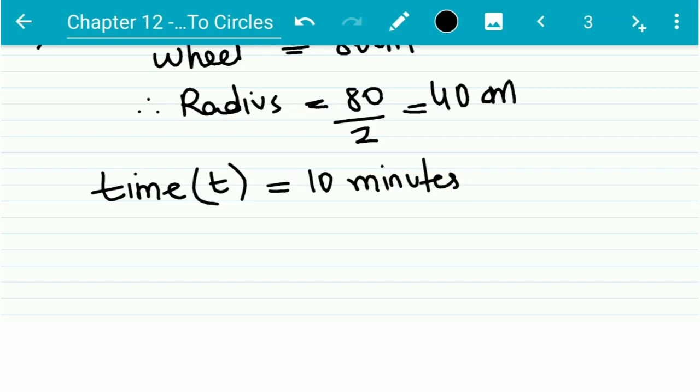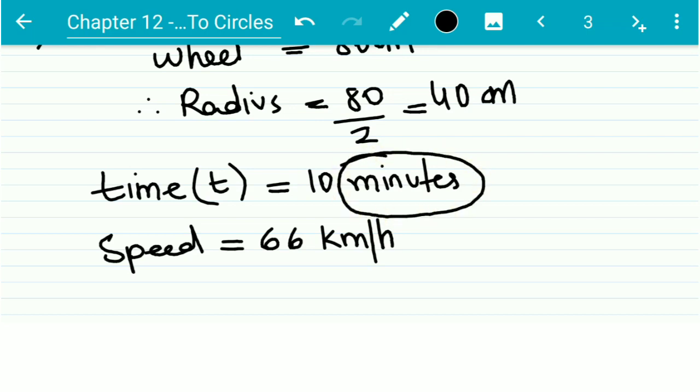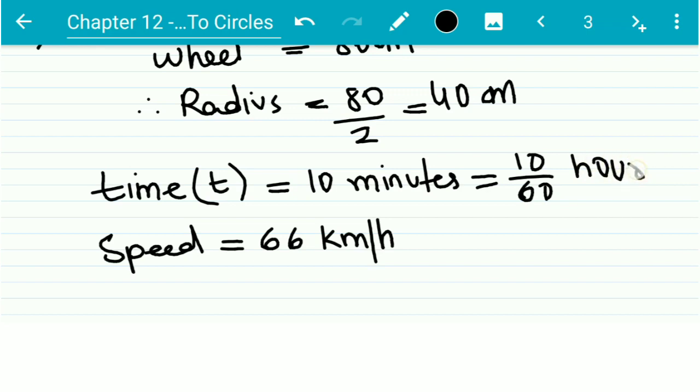Then what else is given? Speed is given. So write speed equal to 66 km per hour. See, this is kilometer per hour. Since it is in hour, we'll convert this minute to hour because the speed is in hour. How to convert this minute to hour? 1 hour is equal to 60 minutes. So when we convert minute to hour, it will be 10 divided by 60 hours. 10 divided by 60 you can write as 1 by 6. The zeros you can cancel. It will be 1 by 6 hours.